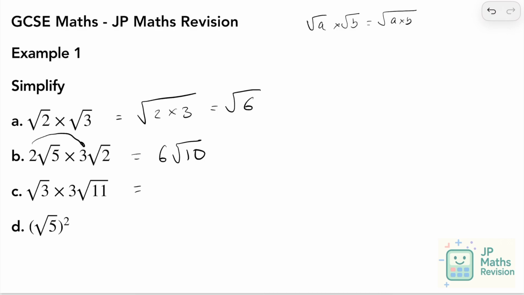This one here, we have root 3 times 3 root 11. Root 3 by itself is 1 root 3. 1 times 3 is 3, and then 3 times 11 is 33. So the answer to this question is 3 root 33.